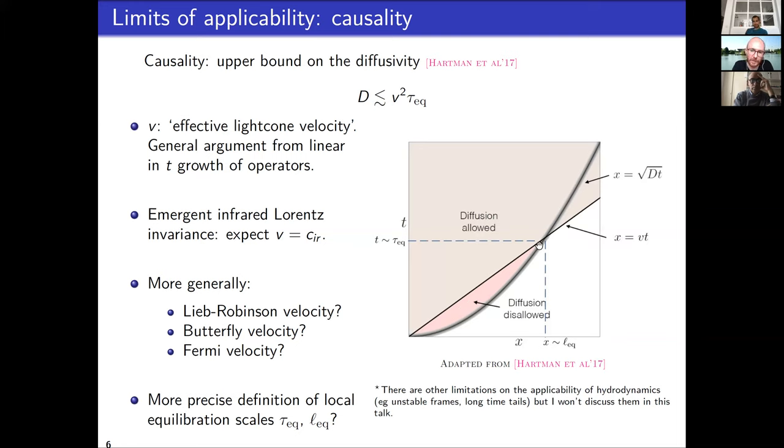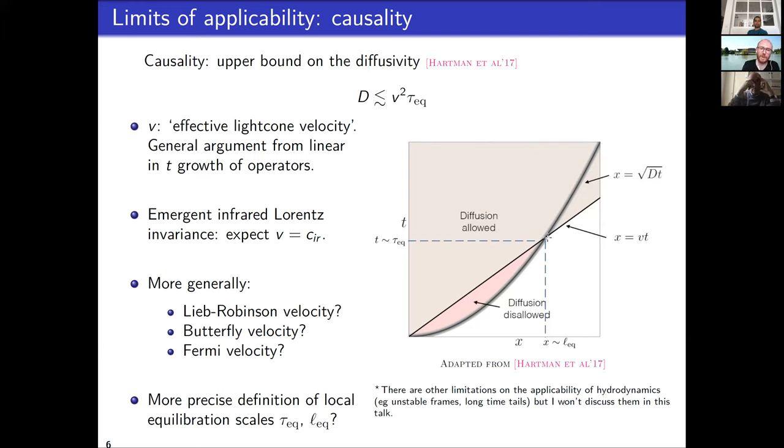So this intersection of these two lines, which is kind of blurry because it's not very precise at this stage, places some lower bound on the time or the length at which hydrodynamic diffusion can possibly be valid. And this you can rewrite, just using this equation, x equals square root of D t, as some upper bound on the diffusivity. And there's a twiddle here, because again, exactly where hydrodynamics will break down is a bit blurry, and this is giving you some rough estimate of where you might expect it to happen.